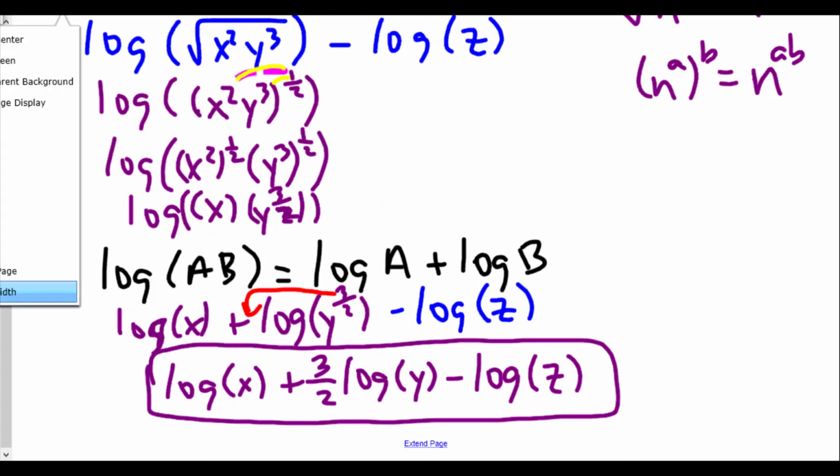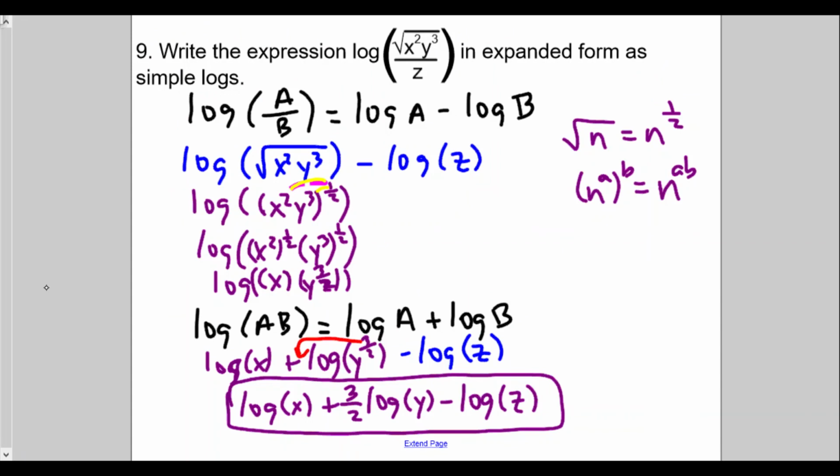I'll make this a full page so you can see everything here. I hope this was helpful. Please make sure you check all your work, be careful with these things, and don't rush. You have to remember all your laws of exponents as well, and remember that a square root can be expressed as the base, or radicand, raised to the 1/2 power.